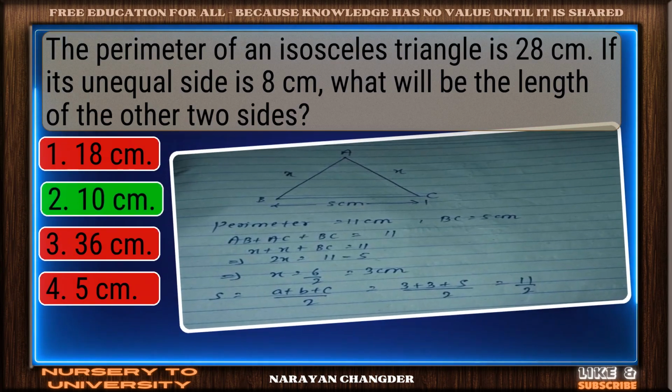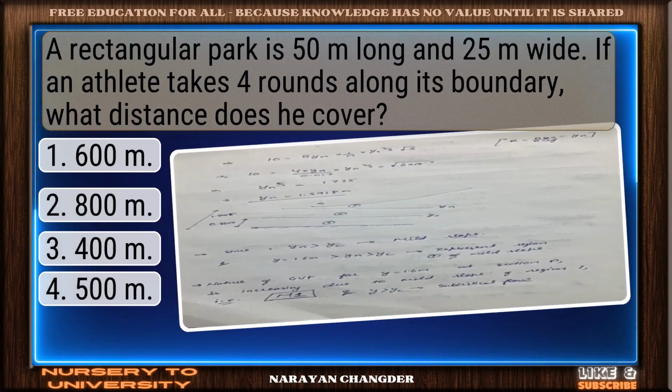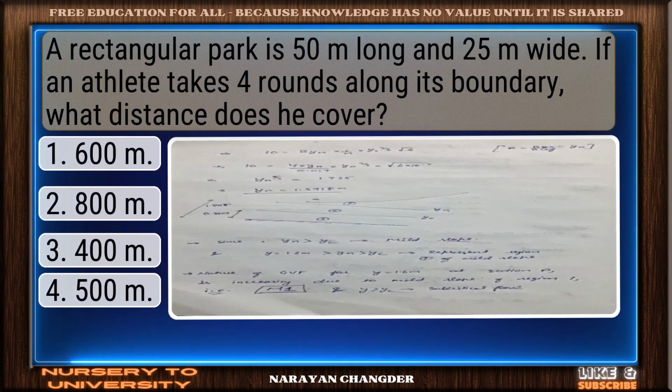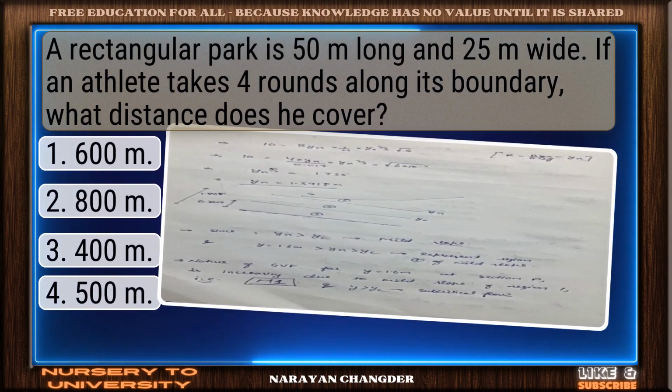Well picked. 10 cm is the correct answer. A rectangular park is 50 m long and 25 m wide. If an athlete takes 4 rounds along its boundary, what distance does he cover?